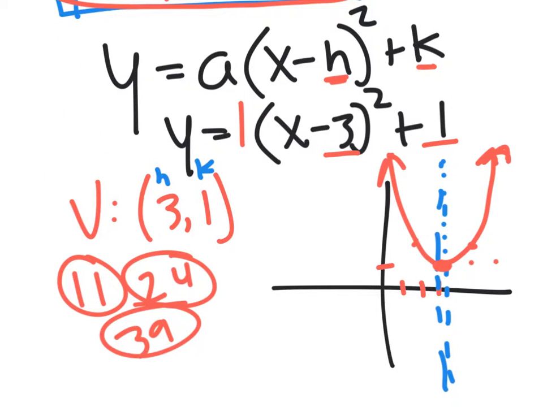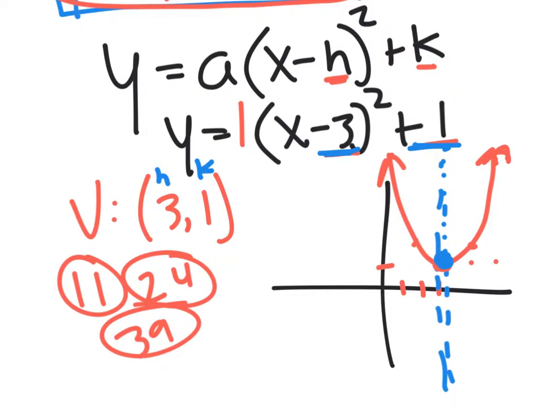And not only that, if your a value is 1, you could even use the pattern 1, 1, 2, 4, 3, 9. Now let's say you forgot about the pattern, and let's say that you did find the vertex (3, 1), which is right here. Let's say you wanted more coordinates.